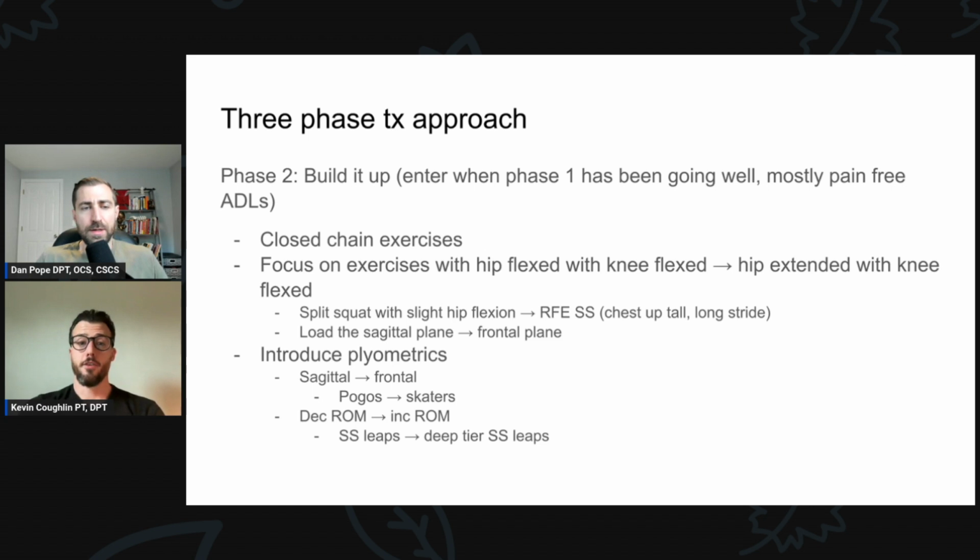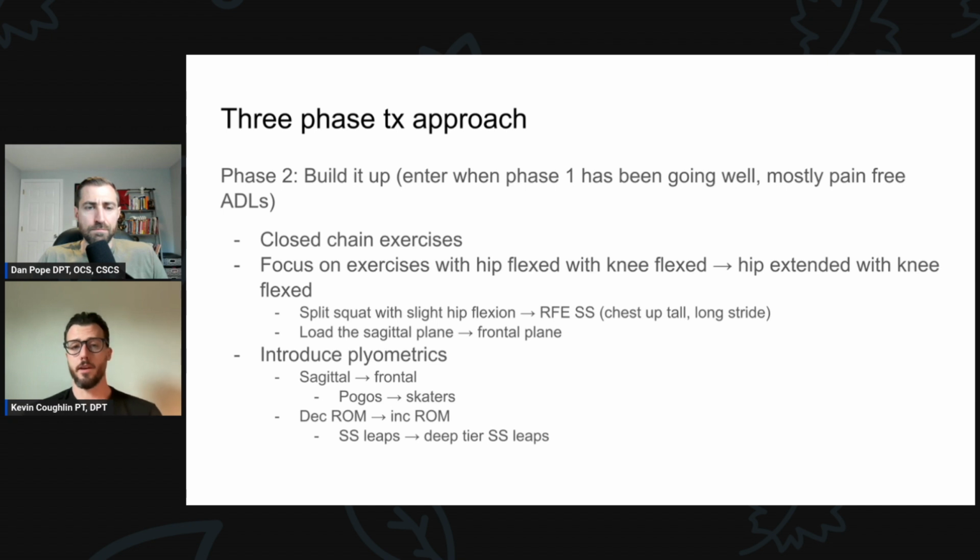All right, and then phase two, we start to build it back up. So, I think you can start to enter this phase if phase one is going well. And in my mind, they should be mostly pain free with activities of daily living. So maybe that pain they had going down the stairs is getting better. And we're in that intermediate between that acute phase and fully returning to run.